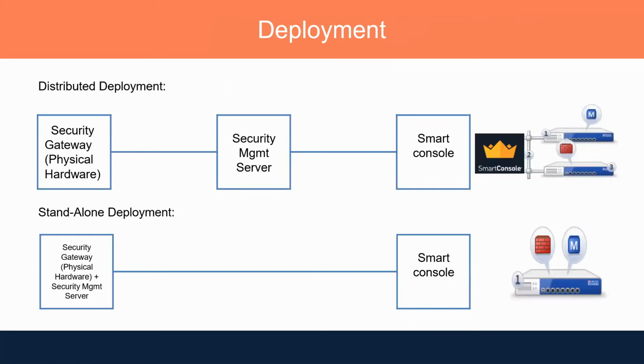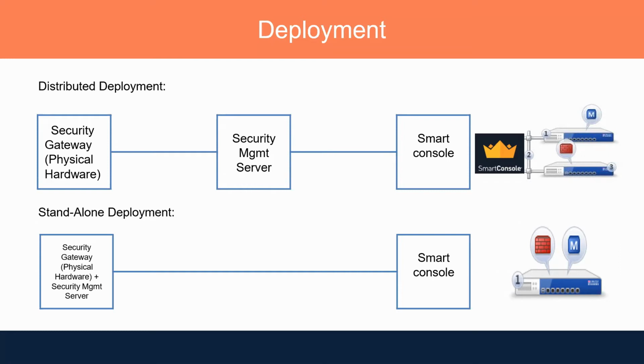Now moving to the next topic, deployment. We can deploy a Checkpoint firewall in two ways: a distributed deployment and a standalone deployment. In a distributed deployment, we talk about three components: the security gateway, the management server, and the SmartConsole.